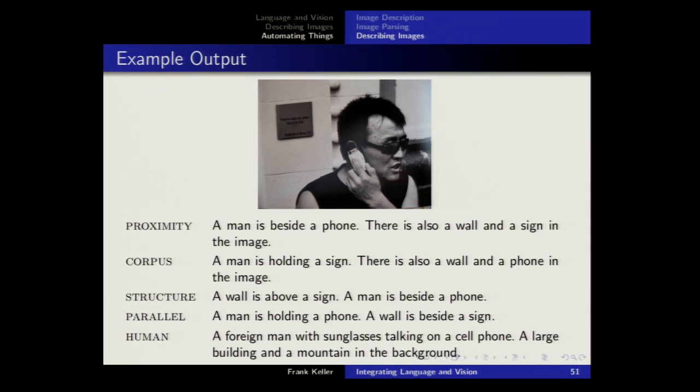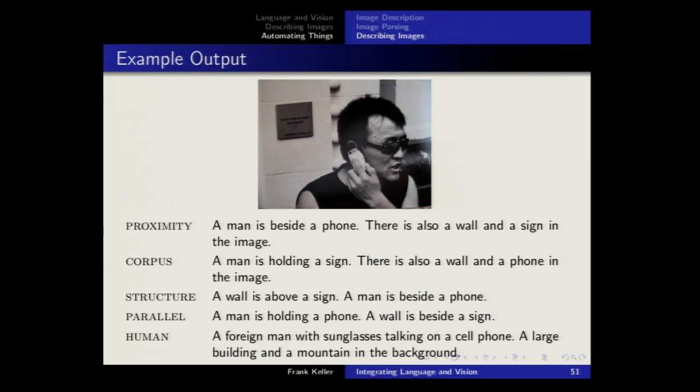Okay, what do the descriptions actually look like? So here we have the 4 models, and we asked them to describe this image, right? They haven't seen this image at training time. This is a new image that they need to describe. The proximity model said a man is beside a phone. There's also a wall and a sign in the image. That's all correct, but it doesn't capture the fact that the man is actually phoning.